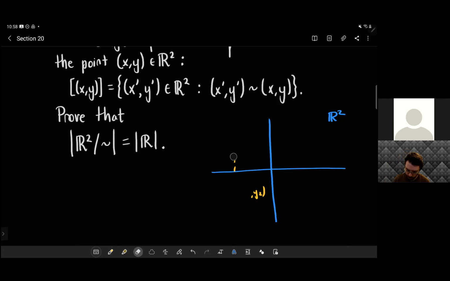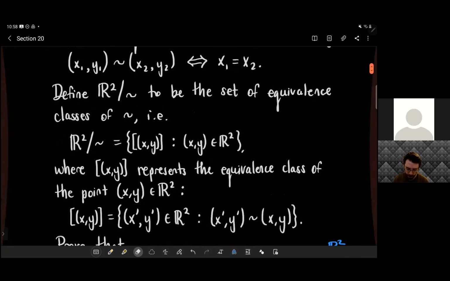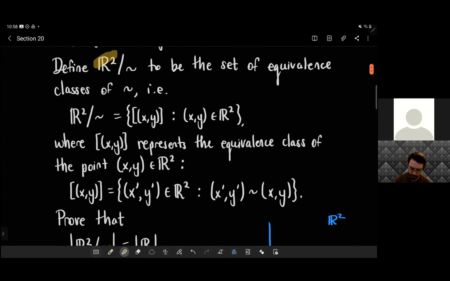So when the problem starts talking about equivalence classes, namely right here, it says, okay, R2, we would read this R2 quotiented by the relation tilde, but it doesn't matter how you read it, this mess of symbols is the set of equivalence classes of this equivalence relation. So it's the set of all equivalence classes where, okay, I'm just defining everything here.